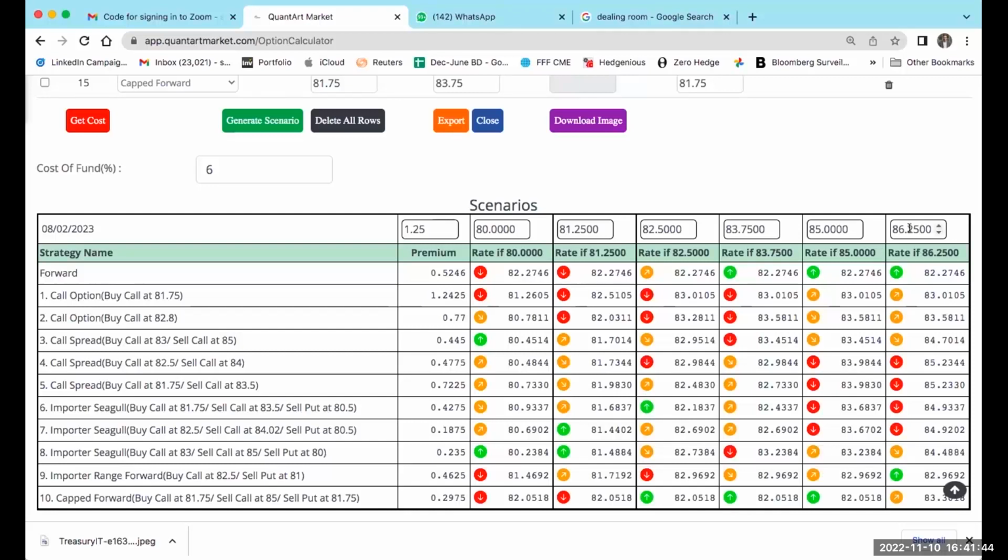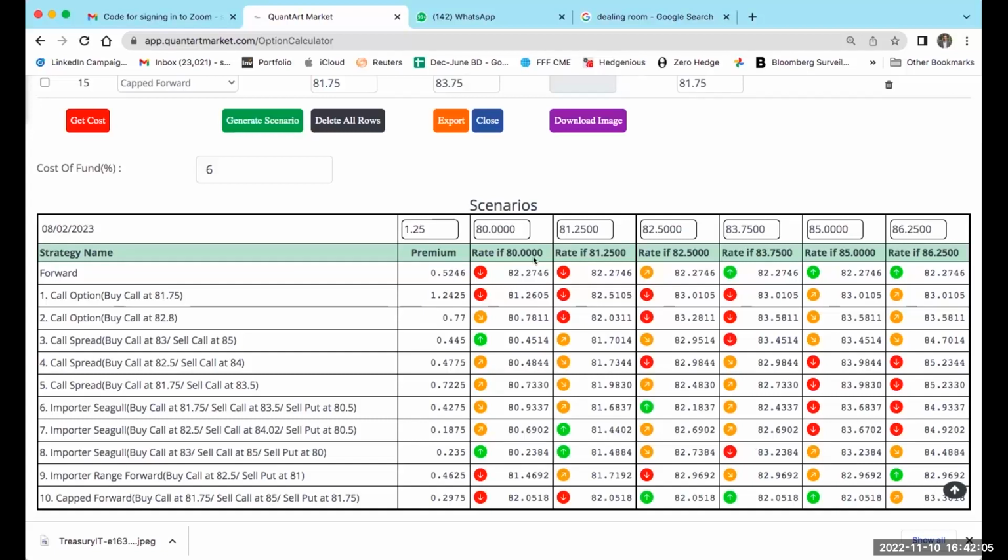So, if rupee goes to 86.25, obviously forward is the best product, right? Because you are protected at 82.75. And also, if you see, the range forward is a good product. Range forward, because your worst case is again known here. 82.5 was the worst case. So 82.5 and 46 paisa premium, 82.96.